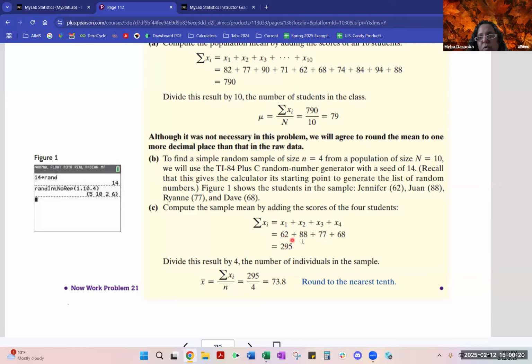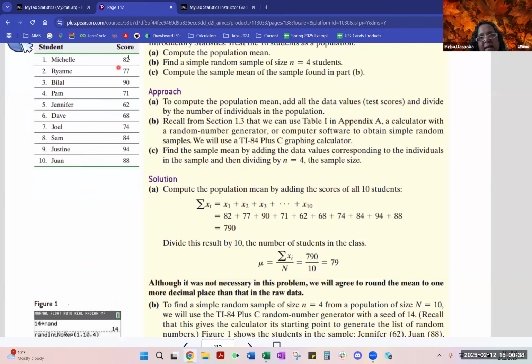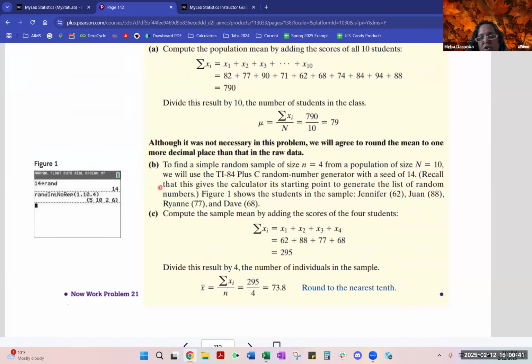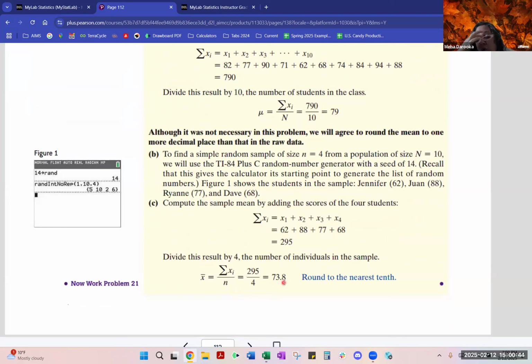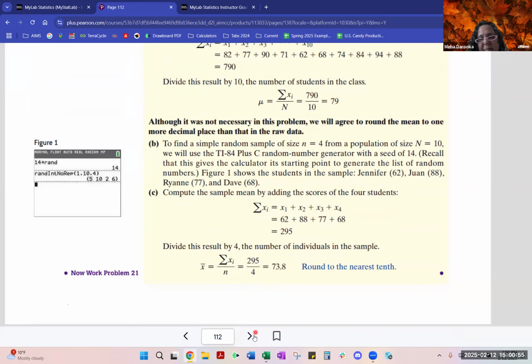So you can see we take those 4 scores, add them together for a total of 295. And then since we're only talking about a sample of 4 students here, we divide by 4, and you can see this is coming out to be 73.8. So this is kind of the rounding rule they were talking about. Since our raw data is whole numbers over here, in your rounding, you go 1 decimal place more than your raw data. So since we didn't have any decimal places in the raw data, we went 1 extra decimal place, and that's why we're rounding this to 73.8 and not all the way up to 74. So 1 decimal place is what we are rounding it to.